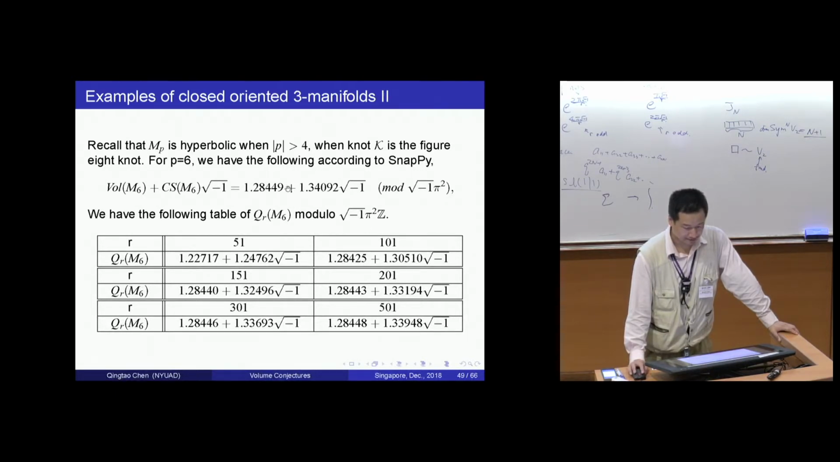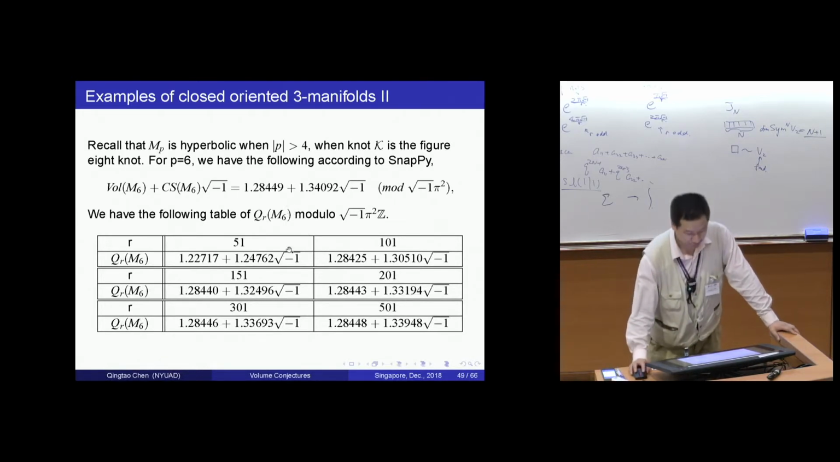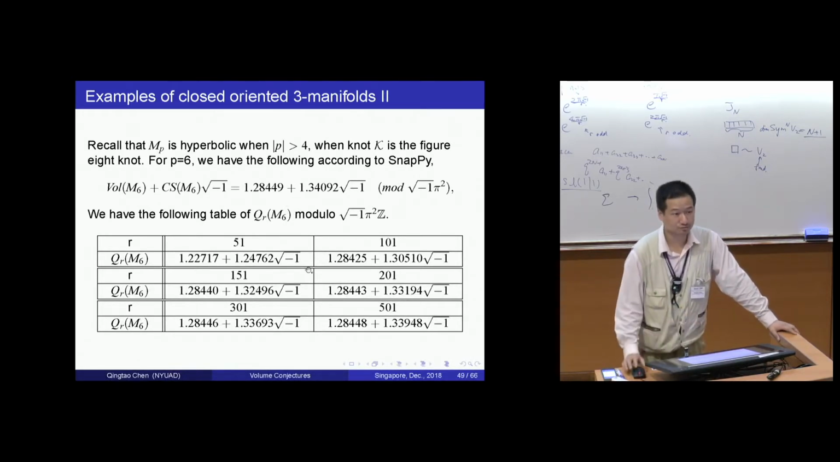This is SnapPy. From the program SnapPy, you can get the hyperbolic volume here and the Chern-Simons term. You can see here, when R is 501, an odd number, it's very close to the volume, approaching the volume. So this is our numerical calculation. Finally, it was proved by Ohtsuki.